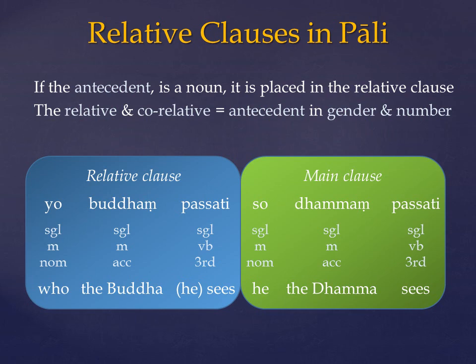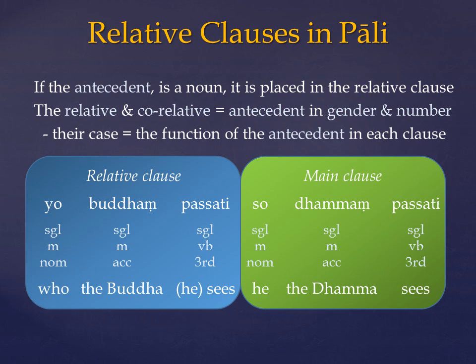But if there's no matching noun in the relative clause, then the correlative pronoun is used as the antecedent. Finally, the relative pronoun takes its case from the function it plays in the relative clause, whilst the correlative pronoun takes its case from the function it plays in the main clause. So in this example, we can see that both the nouns buddhaṃ and dhammaṃ are in accusative case and therefore will be the objects of their respective verbs, whilst the pronouns yo and so will be the subjects of their respective verbs. If you wish to refresh your memory, this was all covered in the tutorial on relative pronouns.